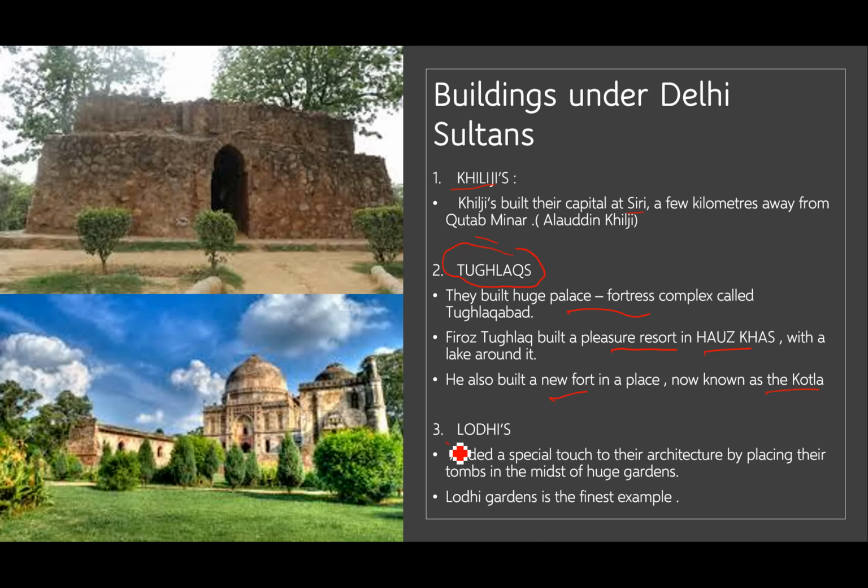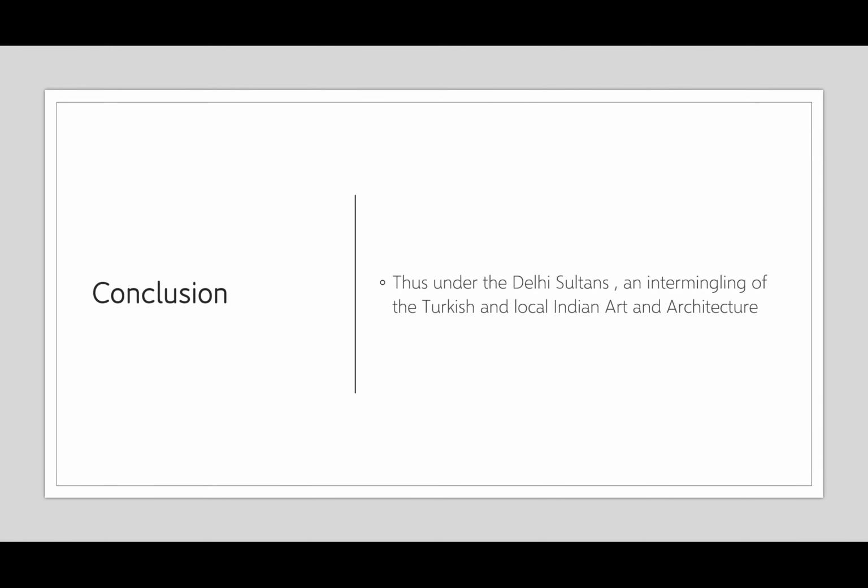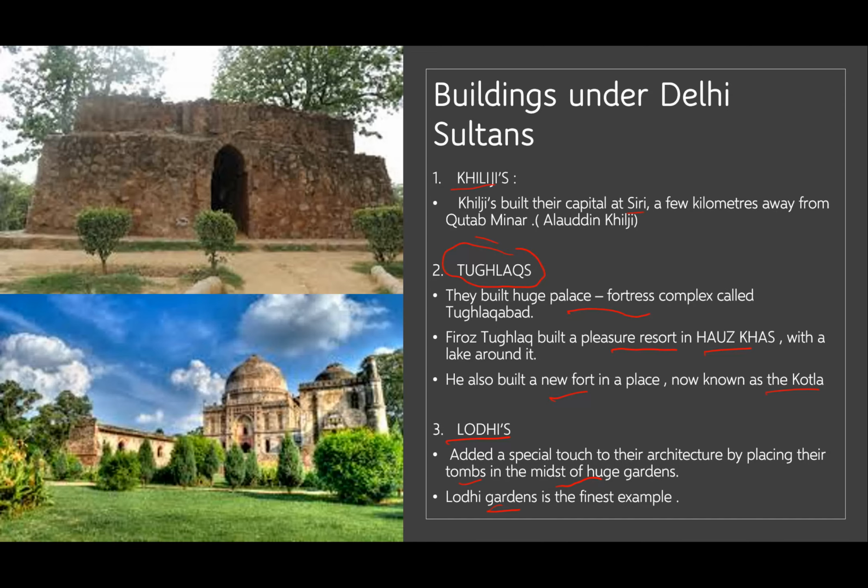Then come your Lodhis. The Lodhis were the last of the Delhi Sultans. They added a special touch to their architecture by placing tombs in the midst of huge gardens, and the Lodhi Gardens are the finest example of that. I thought I had given a picture, but I forgot to add it. For the first time they started placing their tombs, where they buried their rulers, amidst huge gardens.